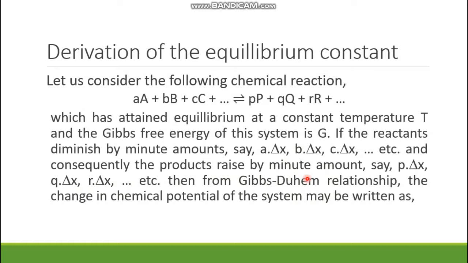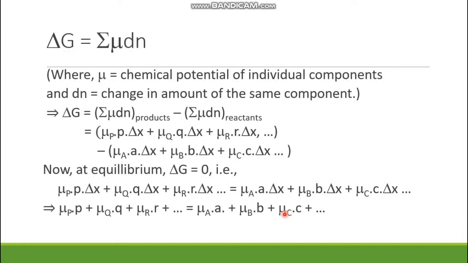the change in chemical potential of the system may be written as follows. We use the Gibbs-Duhem relationship, and now we shall write the change in chemical potential of the system. It is delta G equals the sum over mu dN. What is mu? Mu is the chemical potential of the individual components. And what is dN? dN is the change in amount of the component. Component means if it is A, then it is the A component; if it is B, it is the B component.